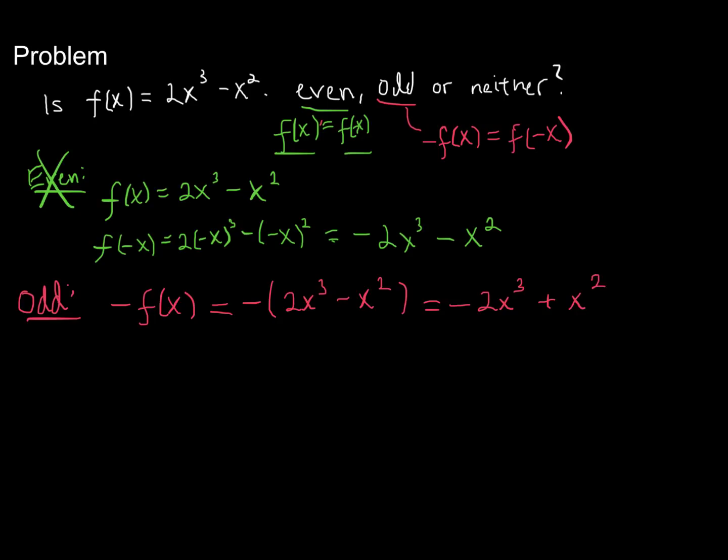Okay, and we need to show that this is equal to f of negative x. Okay, well, we actually already did this, right? We did this over here. That just ended up being negative 2x cubed minus x squared.